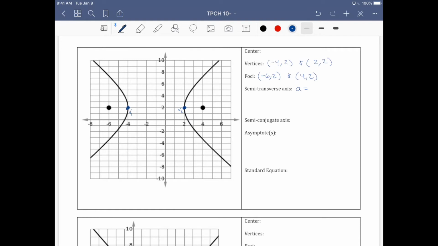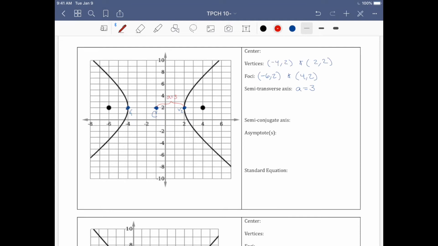So if I count 1, 2, 3, 4, 5, 6, that means the transverse axis has a length of 6, which means the semi-transverse axis must have a length of 3. If I move 3 units in, I will be at my center. I'll call it a capital C for center. That's going to be very helpful for us. Just for good measure, I'm going to label on the graph what the a value is. So our a value is here, and that's a distance of 3.